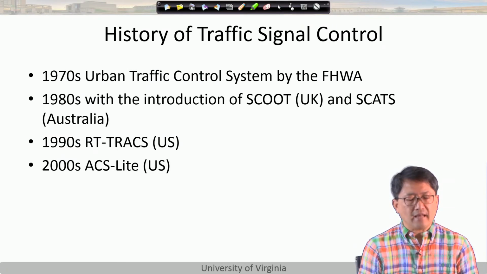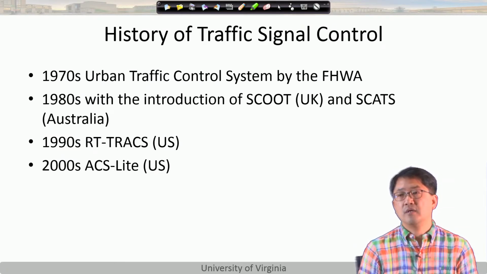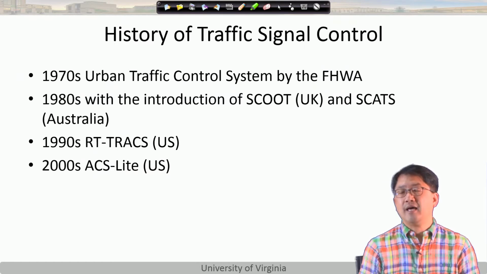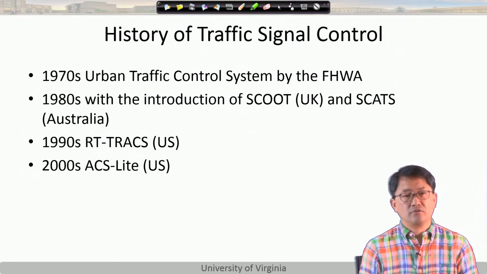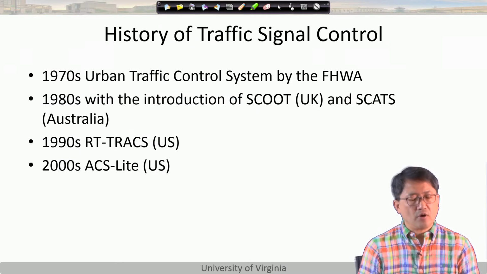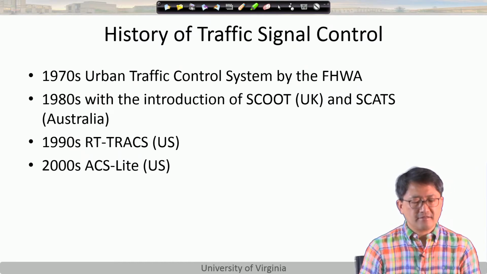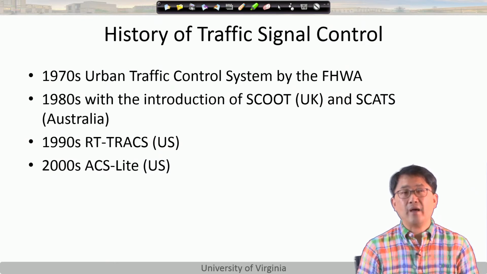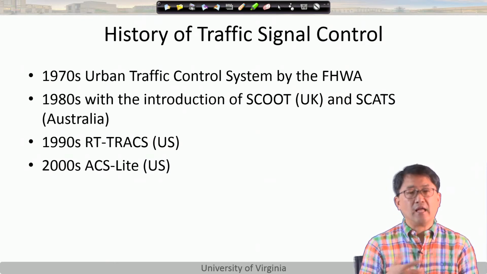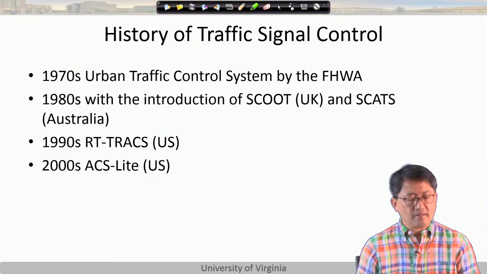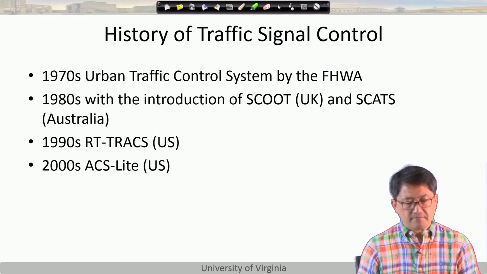ACS Lite is an effort to use the existing actuated signal and do better than actuated, close to adaptive control. It is the lower-cost version of adaptive. It actually did a lot of research, but unfortunately it's not well deployed. It just did a lot of pilot tests and some adoption, and showed the benefits.